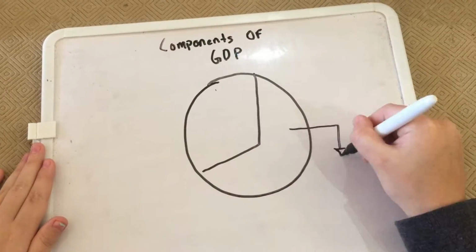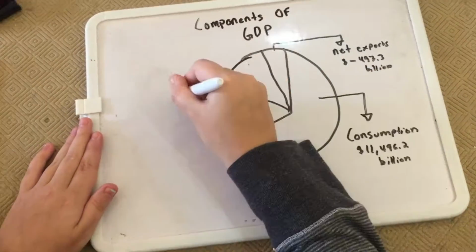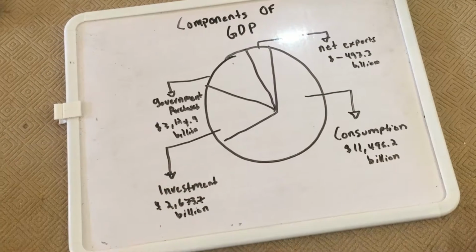Now we have a graph illustrating the components of GDP in Canada. We have consumption, investments, government purchases, and net exports. With all this information, we'll be able to calculate the real GDP.